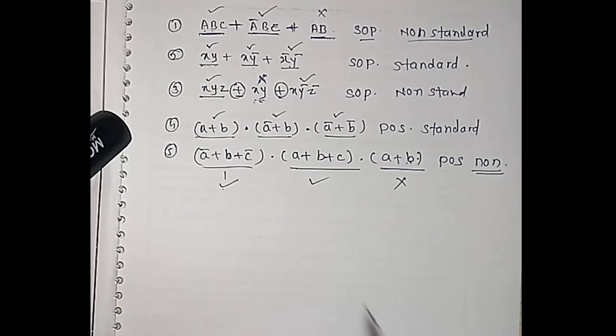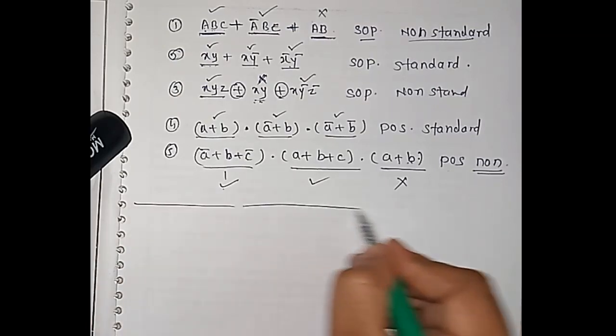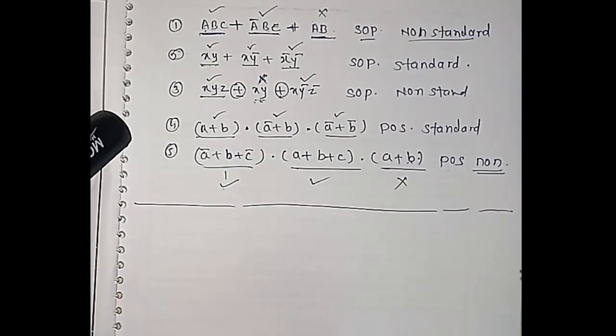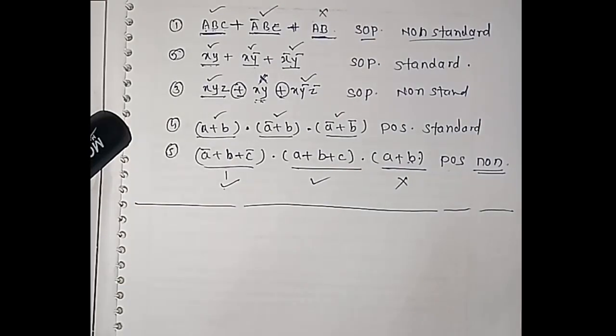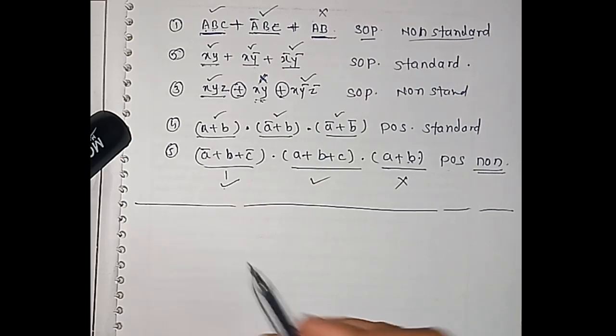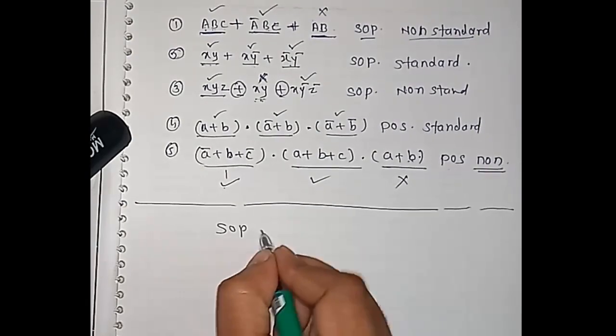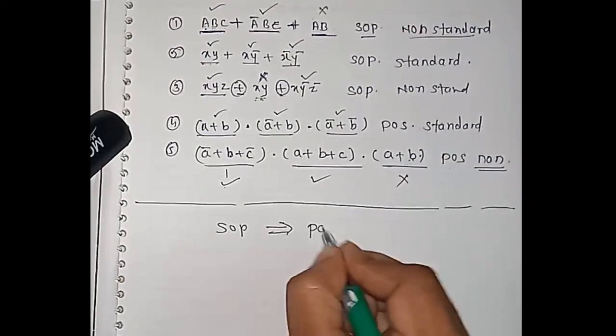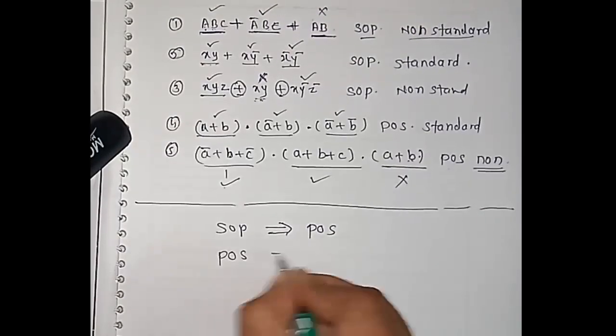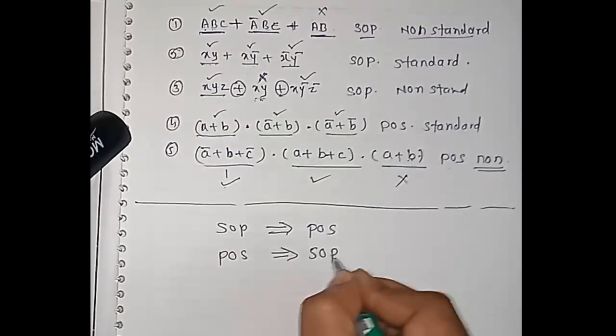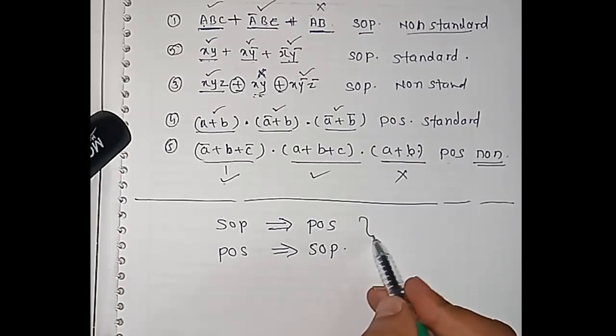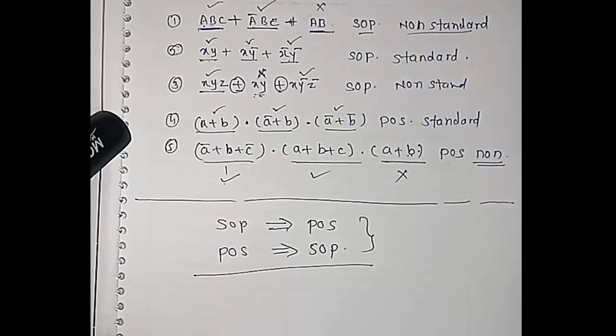Okay, so today we will stop here, and in the next lecture we will see how one type of equation can be converted into the other type. Meaning we can convert the SOP equation into POS form, and the POS equation can be converted into SOP form. So in the next lecture we will see these topics, conversion of one form of equation into the other form.